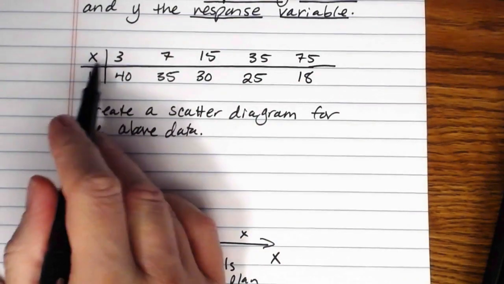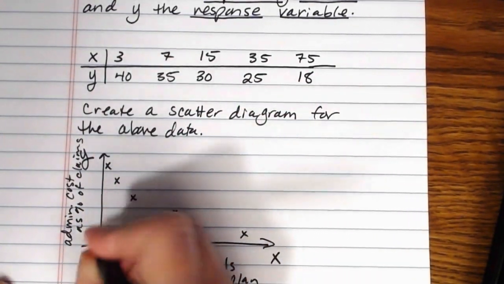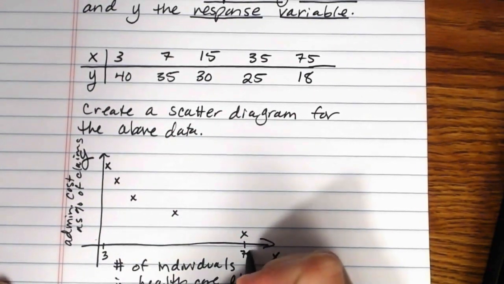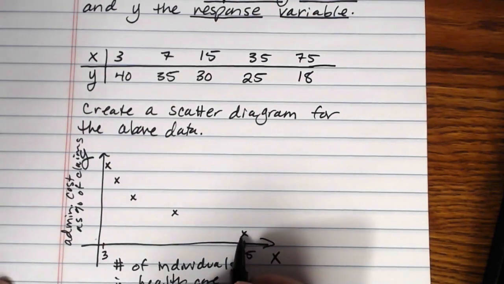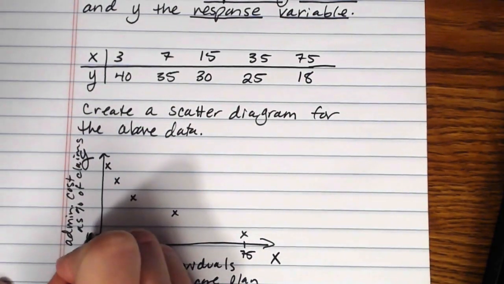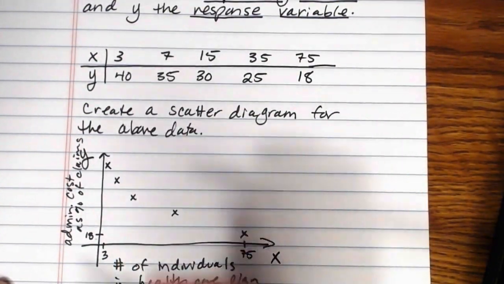I'm actually just going to go ahead and use these markers. So here, this first data point's X value was at 3. Then up here, this one was at 75. Then here, this first value was at 18. That was our lowest Y value. And the highest Y value here was at 40.